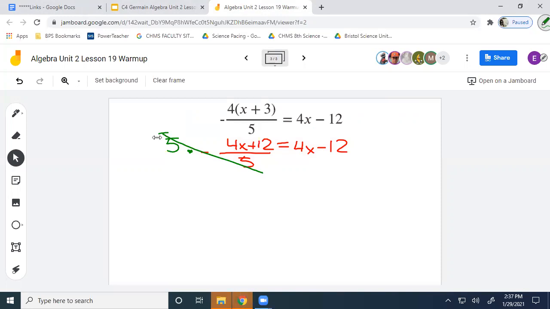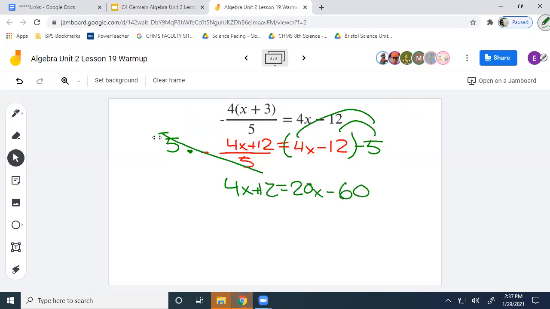I have to multiply, but I want to put it in parentheses so that I know I have to multiply both pieces by negative 5. When I distribute my negative 5, I get 4x plus 12 is equal to 20x minus 60. No, plus 60. Almost messed it up.